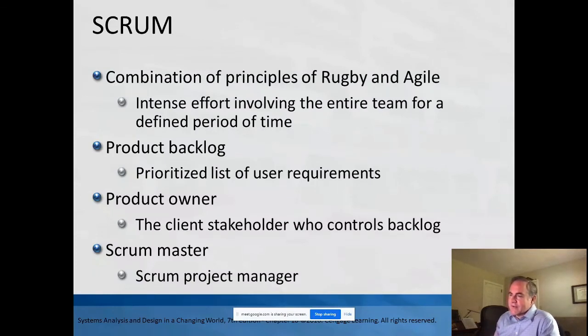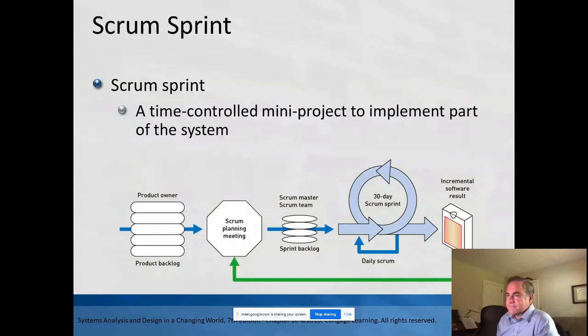You want to know exactly what the user requirements are. You want to know who owns them. You want to know who's running the whole thing, because essentially, there's a lot of pressure to move very fast with Scrum. They even use the term Scrum Sprint. So with the Scrum Sprint, you have a mini project to implement part of the system.